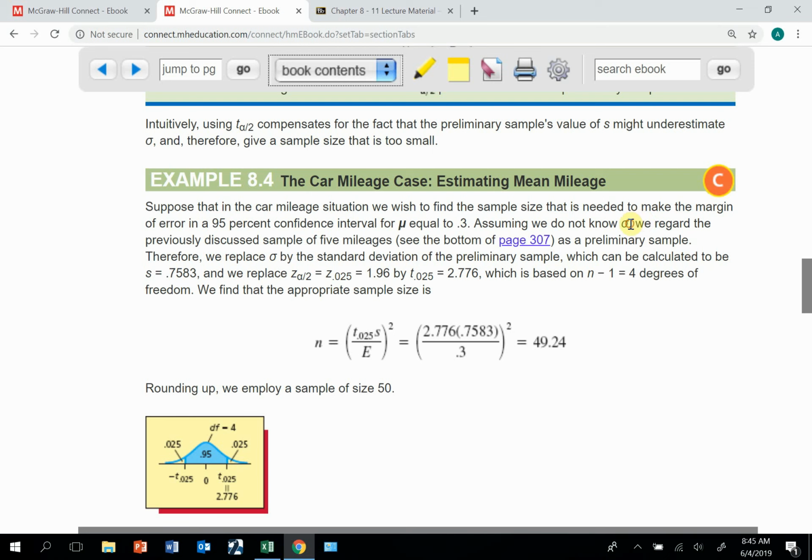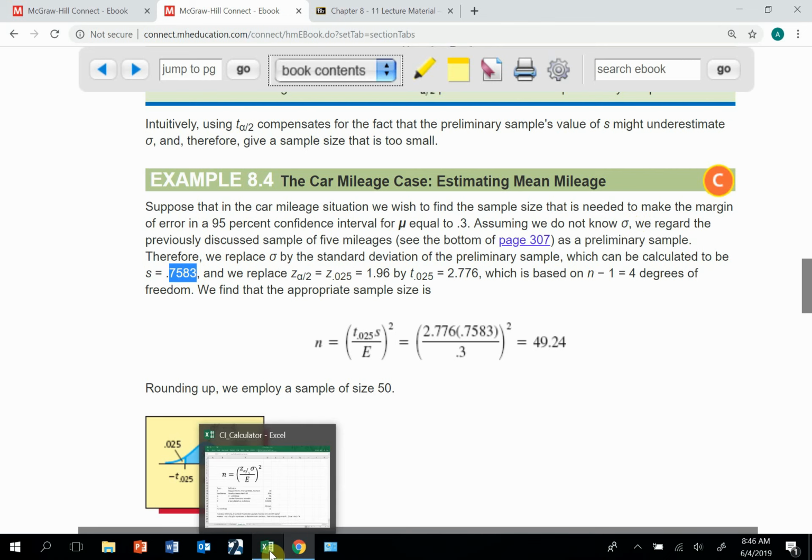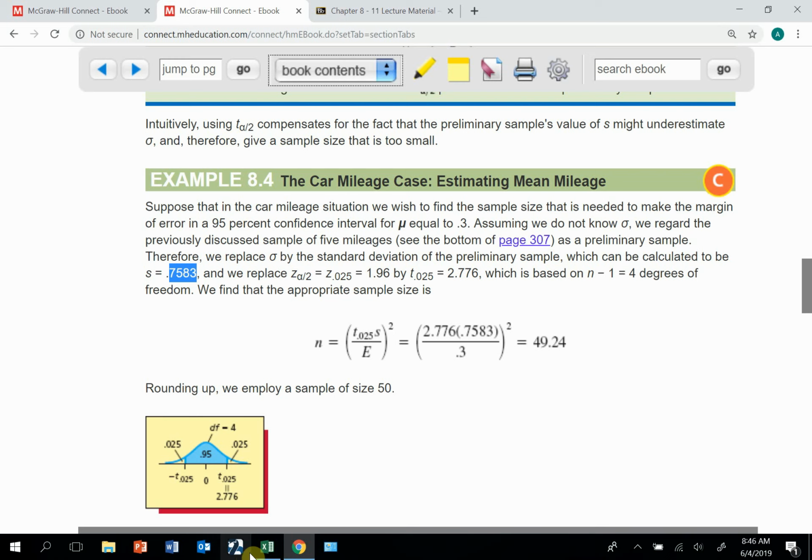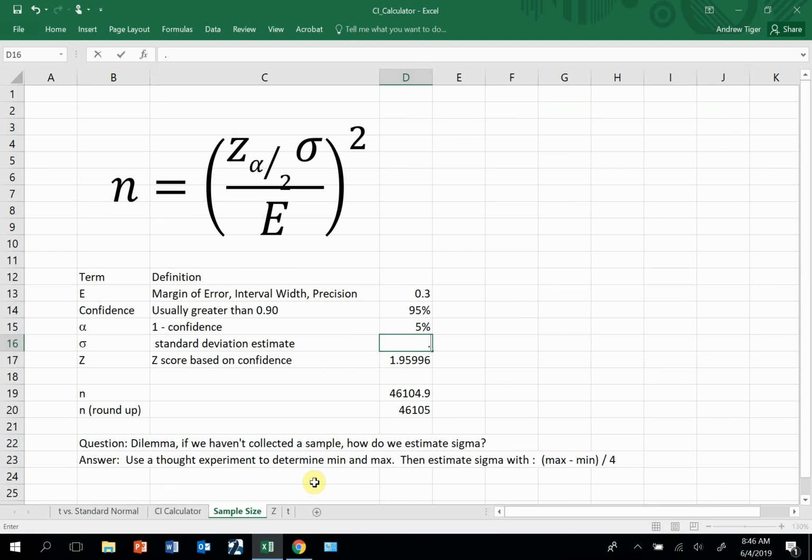We don't know what the population standard deviation is, so we're going to have to ballpark it. And there's all kinds of different ways to ballpark it. They're estimating it to be 0.7583, which is fine. So if I go over to this and I put in, I wanted a 0.3 margin of error, I want to be 95% confident, and my standard deviation estimate is 0.7583, then what it would tell you is I need to collect 25 data points.